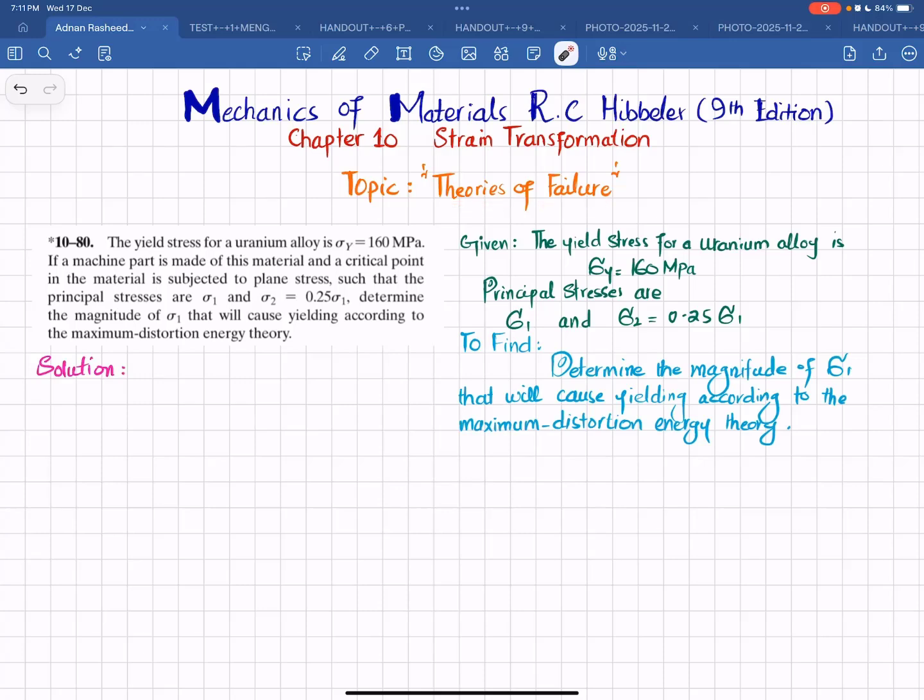So the statement is: the yield stress for a uranium alloy is 160 megapascal. If a machine part is made of this material and a critical point in the material is subjected to plane stress such that the principal stresses are sigma 1 and sigma 2 equal to 0.25 sigma 1, determine the magnitude of sigma 1 that will cause yielding according to the maximum distortion energy theory. So let's start with the solution.